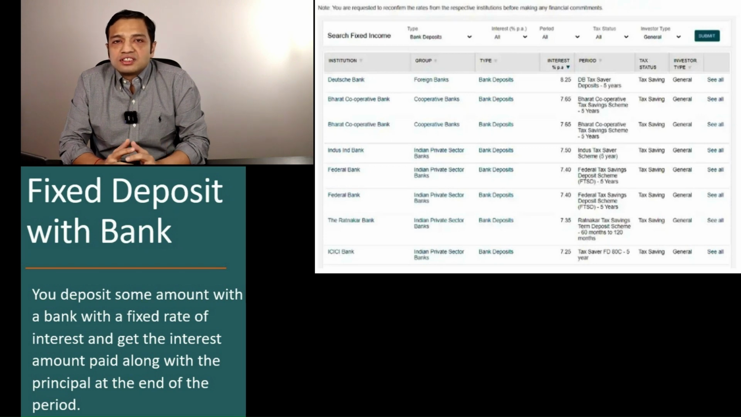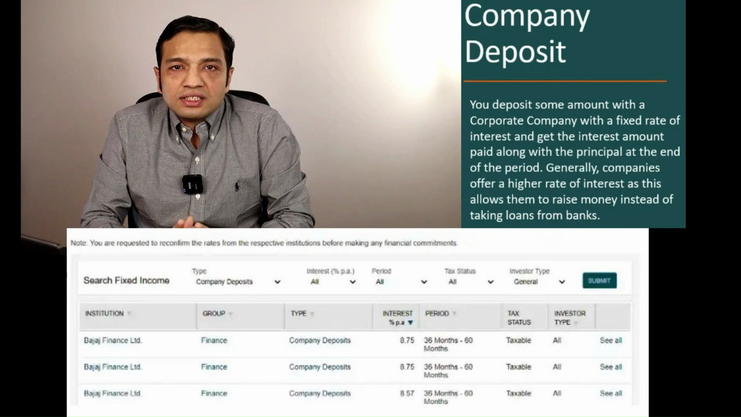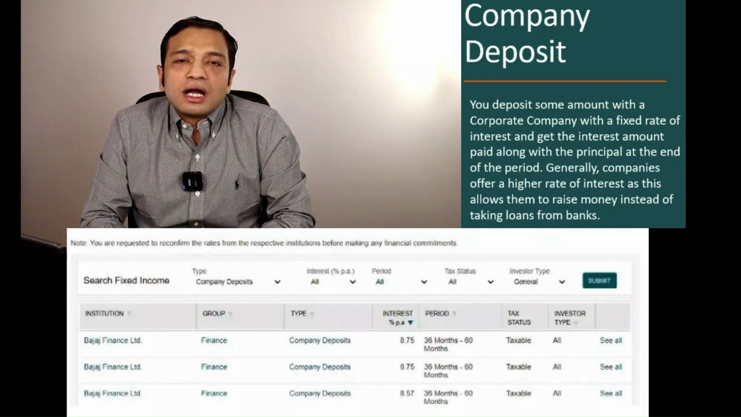So if you see this snapshot on the video, you can see various banks and the interest rate provided by them. So the first option we have discussed, which is fixed deposit with the bank. Second option is company deposit.